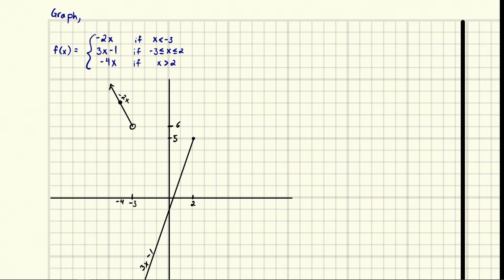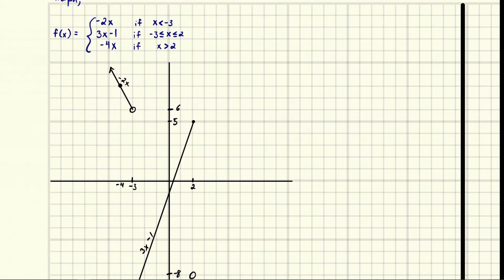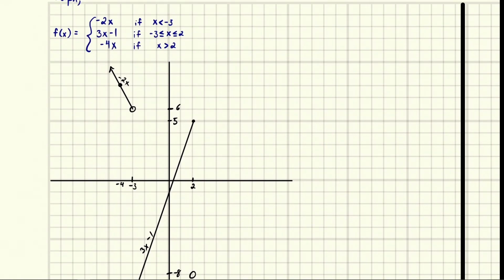Now for the last bit, this is all the stuff greater than 2. We're just going to have -4x. So again, we need to plug in our endpoint here to see what's going on. So if we plug in 2, we're going to get -4 times 2. That's going to be -8. So we're going to come down here, -8's right here. So at 2, we're at -8, and it's a hole, because it does not have the equals to sign.